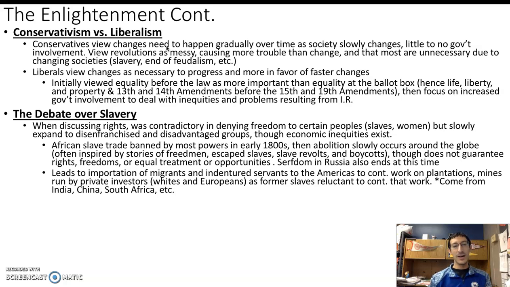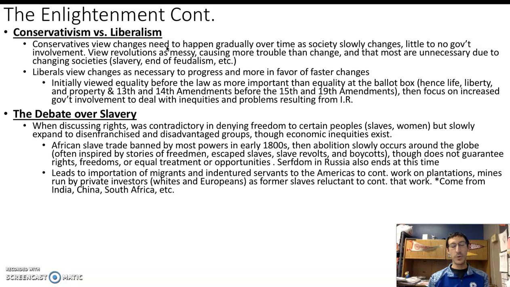A lot of the abolitionist movement gets inspired out of religion, and out of the inspirational stories of people who had been slaves, who had escaped, who had been freedmen. A lot of revolts, including the Great Jamaica Slave Revolt in the 1830s, pretty much convinced the British to end slavery within their territories, as did boycotting of countries and products that are made or used with slaves. Now again, this does not guarantee rights or freedoms or equal treatment or opportunities, but it was a small step in the right direction.